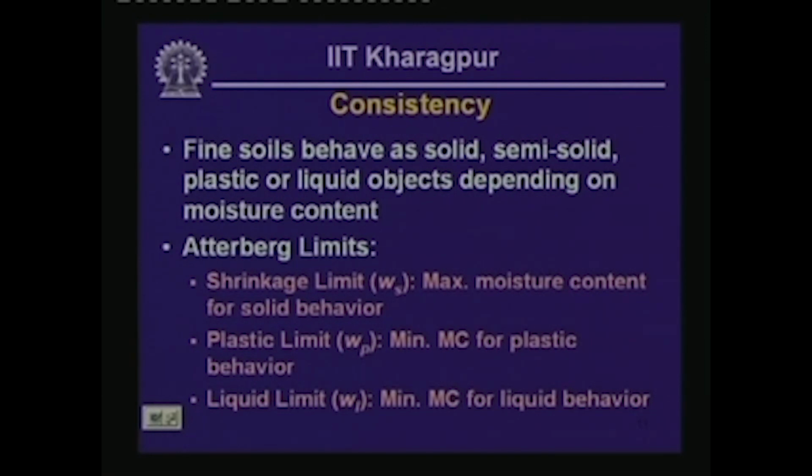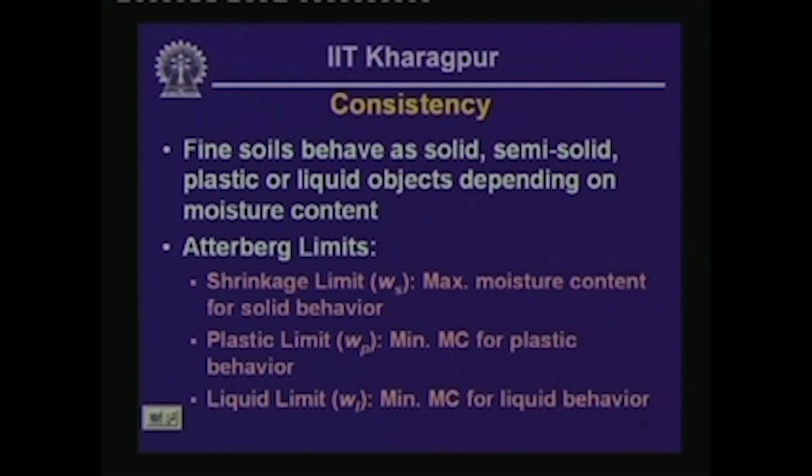In other words, it can be remolded to give a particular shape, and that shape is going to be retained. The deformed shape is going to be retained by the soil. Then we could introduce liquid limit, and this is the minimum moisture content above which the soil is going to behave like a liquid material and with very low shear strength.